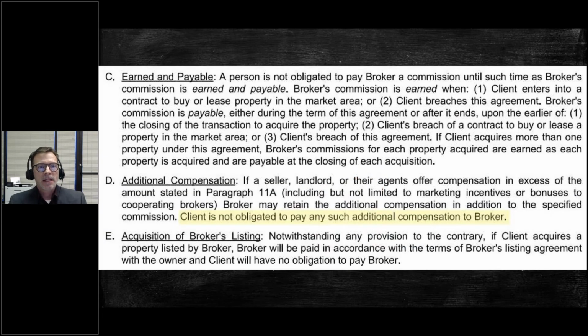Then what the document says is the broker may retain the additional compensation in addition to the specified compensation. So if there's a BTSA, the broker gets to keep it. It does not pass on to the buyer, but the client is not obligated to pay any such additional compensation. So if there's a BTSA involved, and if for whatever reason the seller does not pay, and you decide, or your broker decides to go back to the buyer for that compensation, they won't be able to get the BTSA.